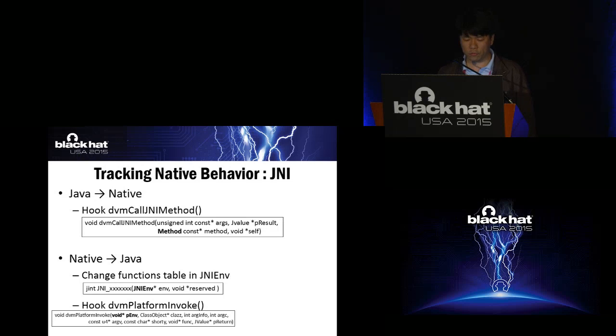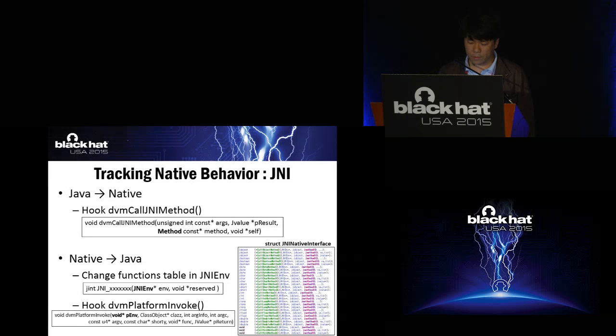In order to call a Java method in a native function, the JNIEnv structure is required. The JNIEnv structure has a function table to call Java methods. The name is the JNINativeInterface structure. The function table looks like this. If you change this function table, you can hook the Java methods called by the native function. To change this function table, I hooked the dvmPlatformInvoke function. dvmPlatformInvoke gets the JNIEnv structure as a parameter, so you can change the JNINativeInterface.